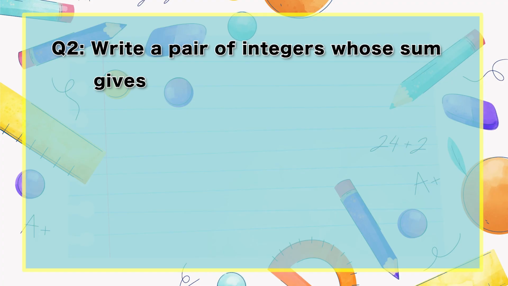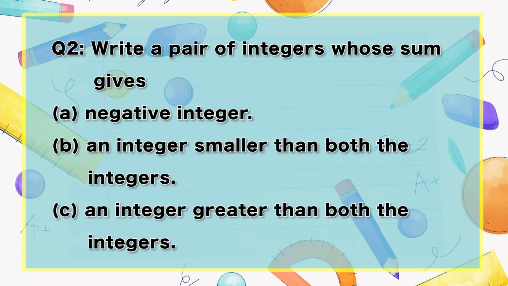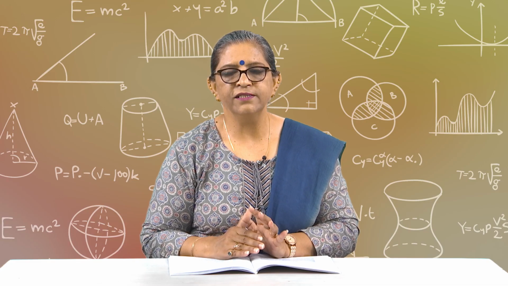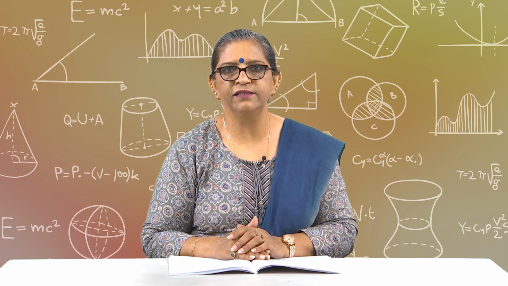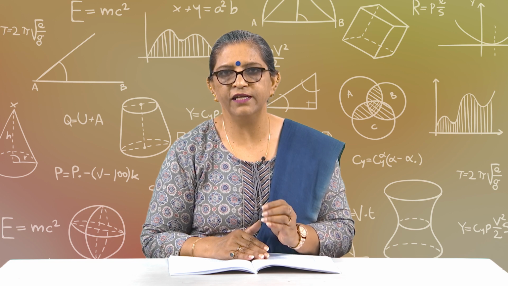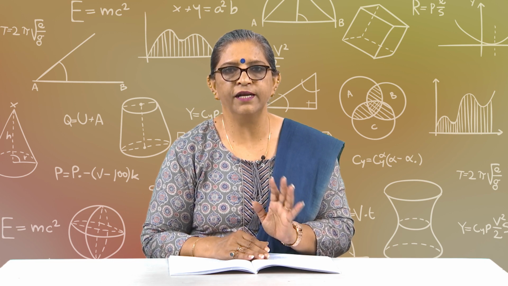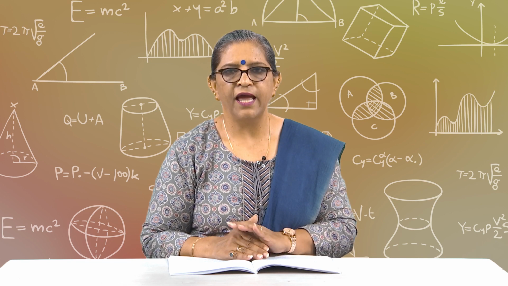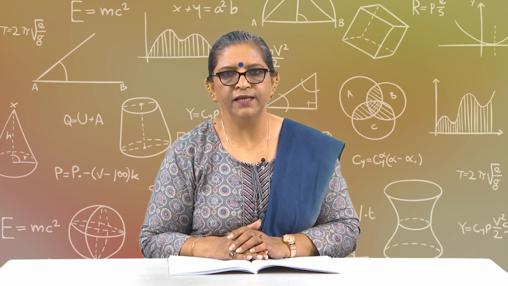Question number 2. Write a pair of integers whose sum gives a negative integer, or an integer smaller than both the integers, or an integer greater than both the integers. This is a very tricky question, children. I'll just give you a hint how to reach the answers. Here, first you think of the required integer, whether it's a negative integer, or a greater integer, or a smaller integer, and then select the pair of integers, add them to get the required integer.